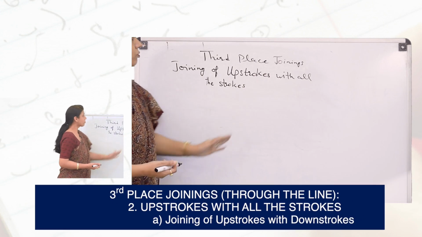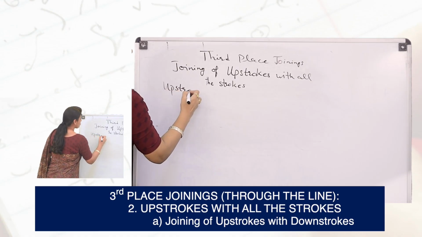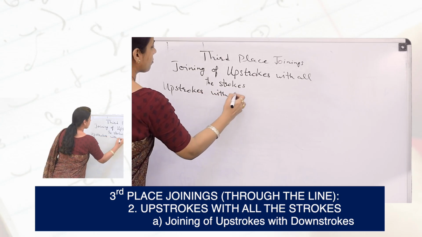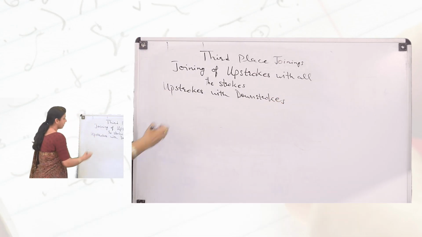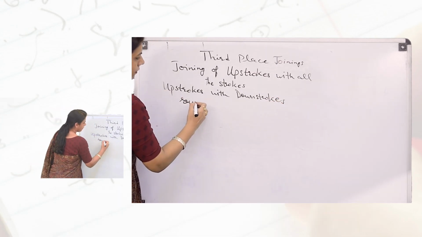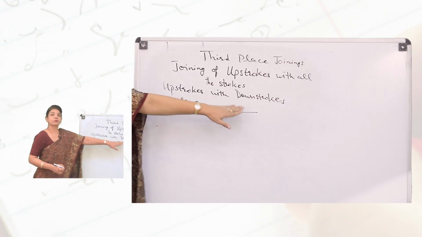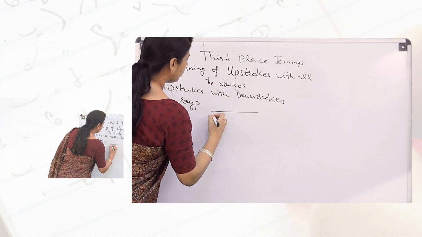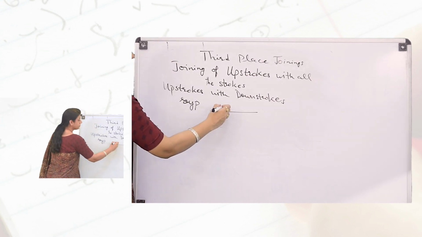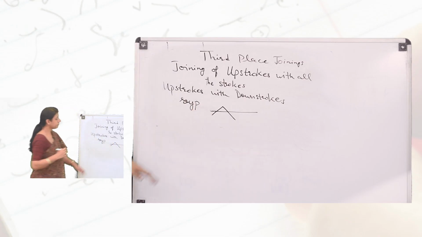Now joining of upstrokes with all the strokes at third place. So let's take first upstrokes with downstrokes. Re and P. Whenever we join an upstroke and a downstroke at third place, the first upstroke will be through the line. Upstroke is bottom to top, and wherever this re ends, P begins, and P is top to bottom. So this is the formation of re and P.